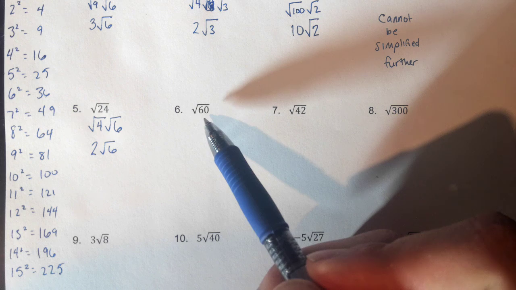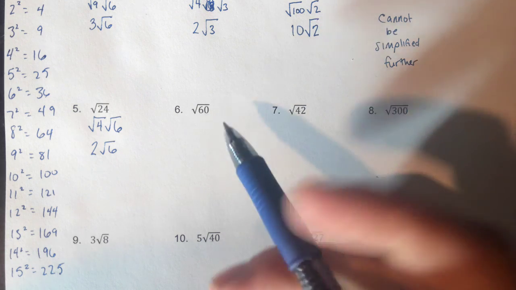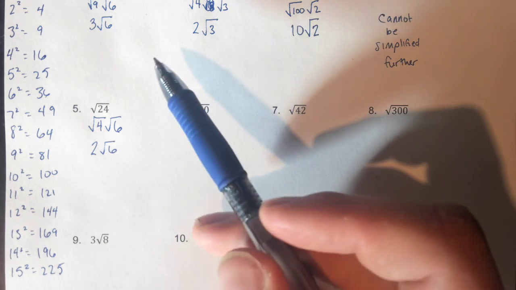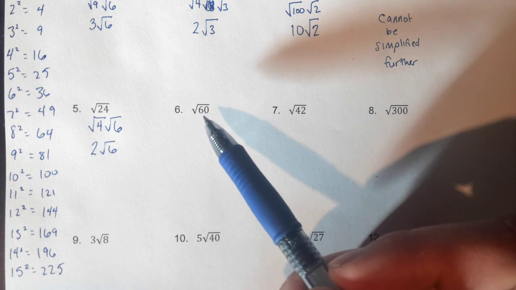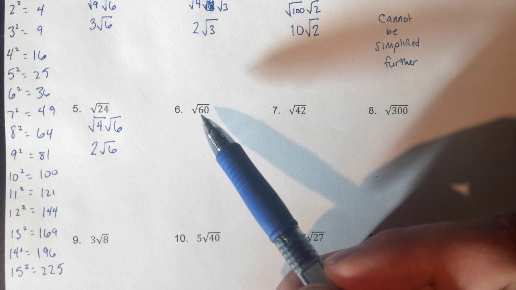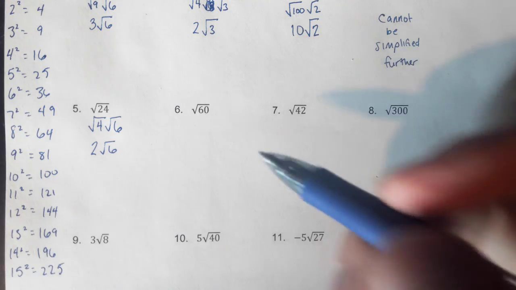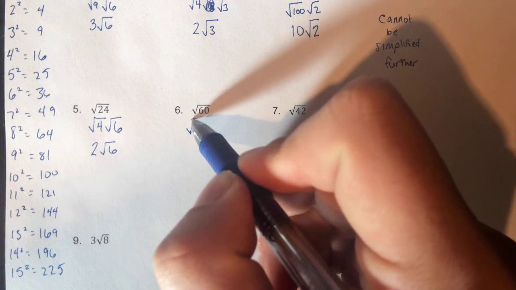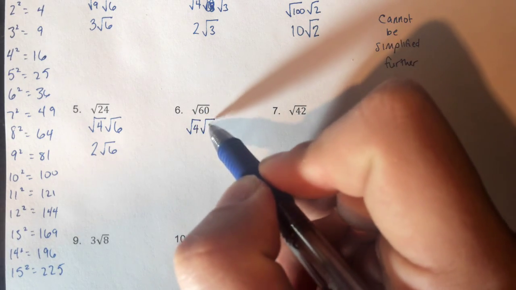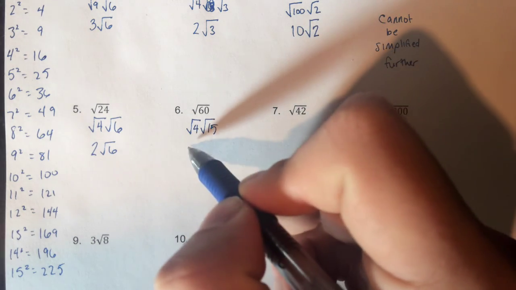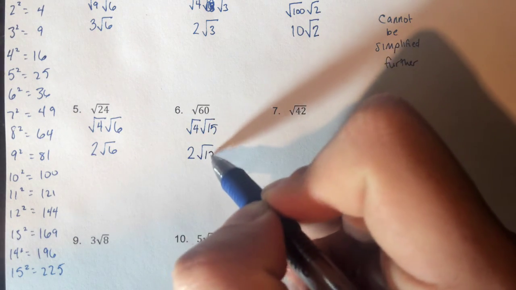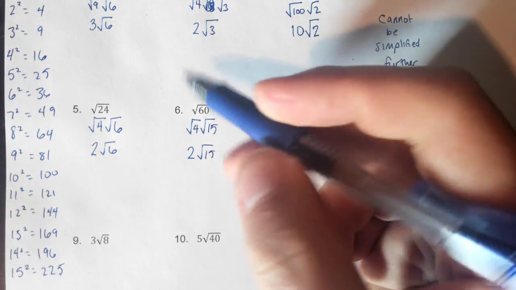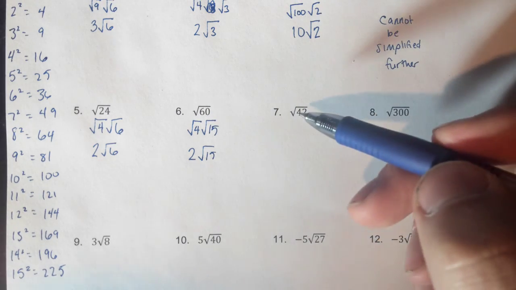Looking at 60. 4 divides it for sure. Does 9? No. Does 16? No. Does 25? No. And 36 is too big. So 4 is the biggest one that will divide it. It is 4 times 15 is 60. The square root of 4 is 2. And we know that the square root of 15 doesn't simplify because we checked anything bigger.